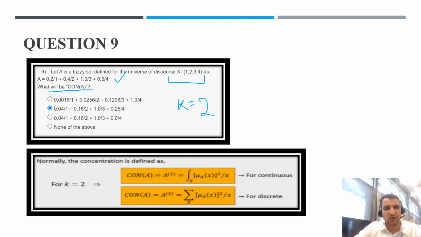0.2 square is equal to 0.04, right? And 0.4 square is equal to 0.16. 1 square is equal to 1, and again 0.5 square is equal to 0.25. So this will be the correct answer, right?